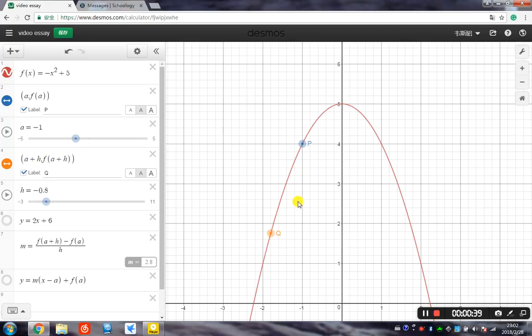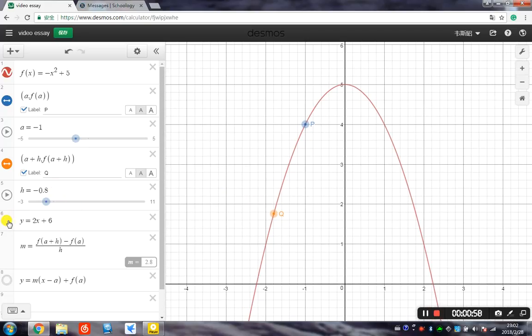Because it's preceding and it's on the left-hand side, this Q, this a + h number, is obviously smaller than the value of a, so the h here is supposed to be a negative number. So if it's a negative number, let's see. Here this green line is supposed to be the tangent. It is the tangent at point P, and this line is the secant through points P and Q.